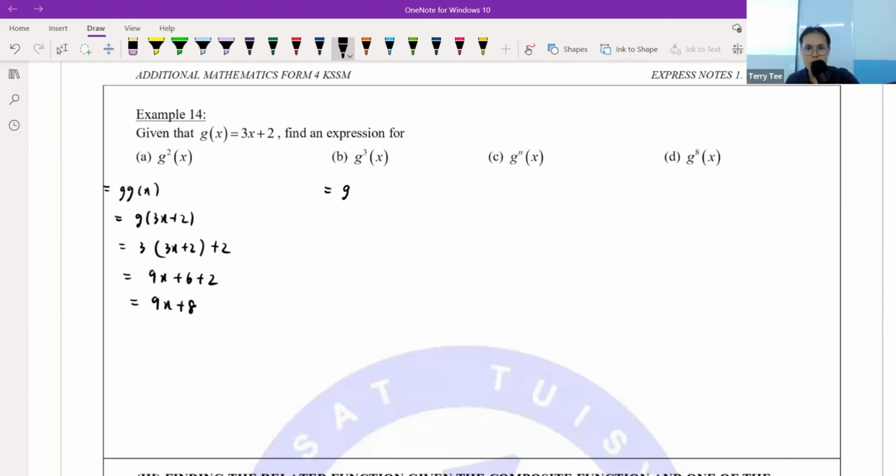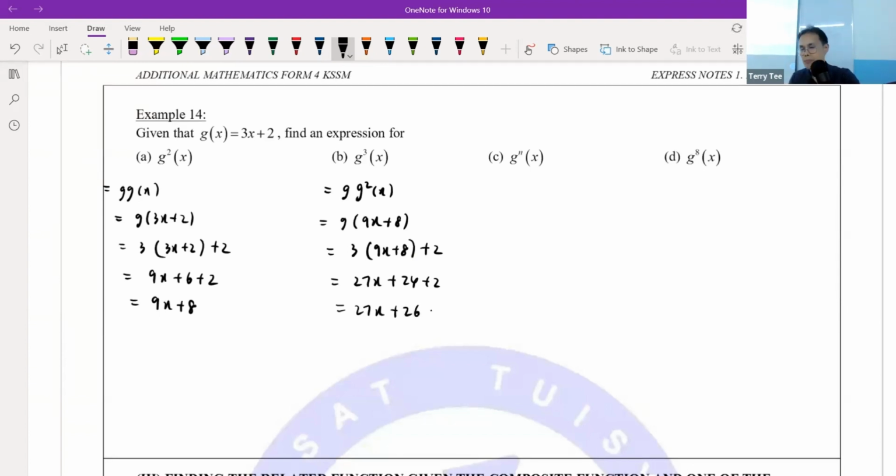How about this g3(x)? g3(x) will be g of g2, or you can say g2 of g(x). Also can. I know my g2 is 9x plus 8. I know my g bracket is 3 bracket plus 2. What do I put inside the bracket? 9x plus 8. So when you expand 3 times 9, you get 27x plus 24 plus 2. This is 27x plus 26.